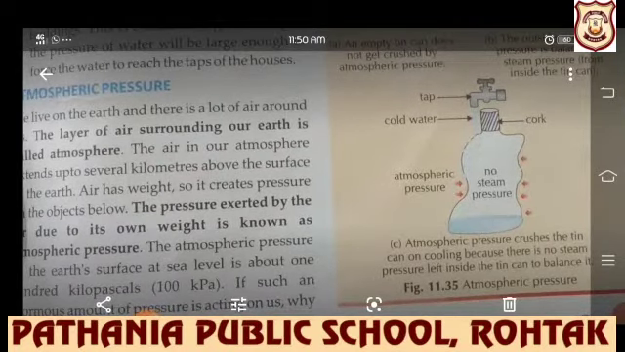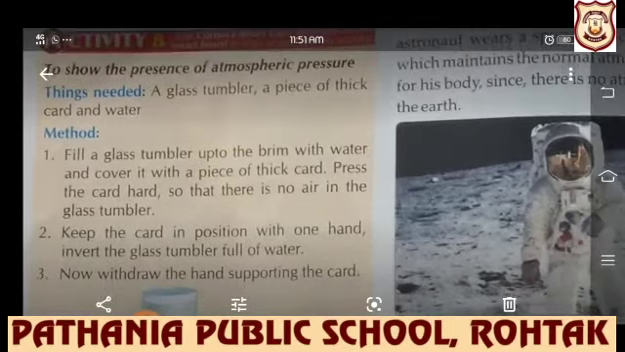Now we are moving to the next activity, that is activity number 8. Now we have to show the presence of atmospheric pressure. We have to take a glass tumbler, a piece of thick card and water. You have to fill a glass tumbler up to the brim with water. Brim means till the last point. Cover it with a piece of thick card.